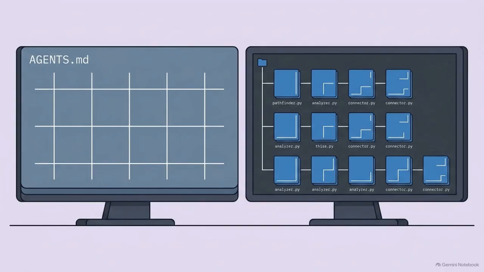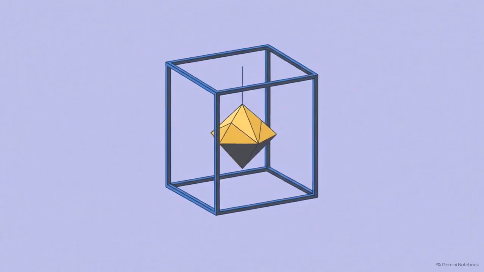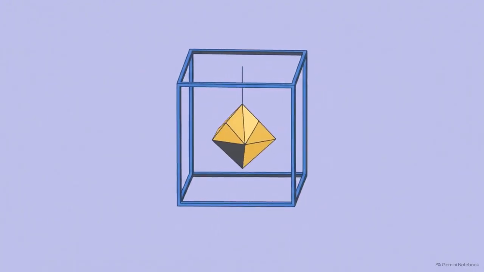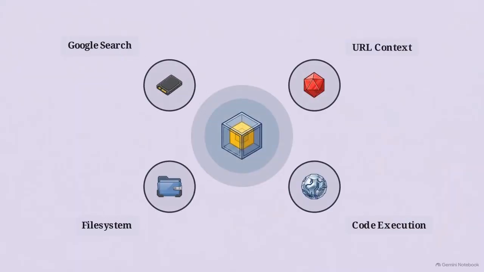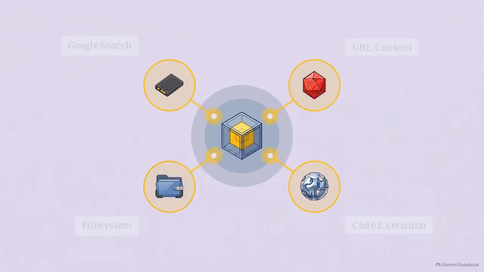To execute those skills, the agent relies on an ephemeral Linux sandbox, a secure, temporary virtual machine that acts as its workspace. Within this sandbox, you can toggle 4 built-in tools: Google Search for live web grounding, URL context to scrape specific pages, code execution to run Python or Bash scripts, and file system tools to manage data.